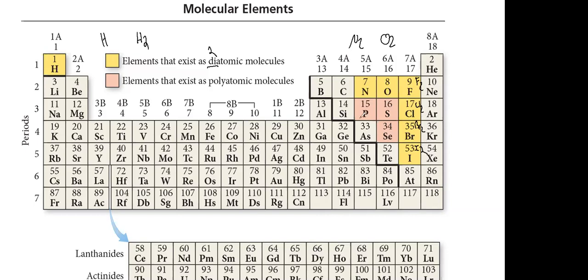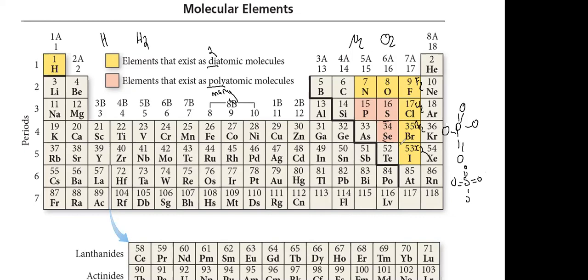The elements in this salmon pinkish, muted pink color, will form a polyatomic molecule. Remember, poly means many. So usually phosphorus usually isn't bound to one thing. Phosphorus usually binds to many things. Same with sulfur. You're hardly ever going to see sulfur just bound to one other atom. Usually sulfur is bound to a lot of things. And selenium as well. So that's what these salmon ones are saying.